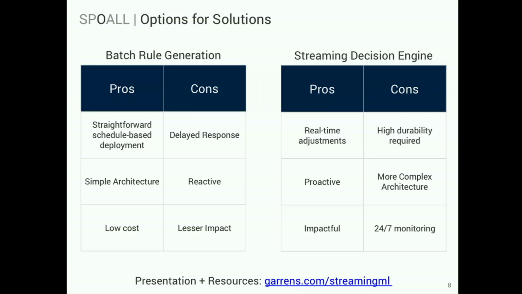But there are some cons still. So now we require a lot higher durability, because now our process is going to be running all the time. The architecture gets a little bit more complex, because anytime you have a streaming application, it's going to be more intensive. And we also need 24/7 monitoring, essentially, because these are running 24/7, so therefore they're going to be impacting our business 24/7. Therefore, we need to be watching it at all times. We need to have systems set up to keep track of it.